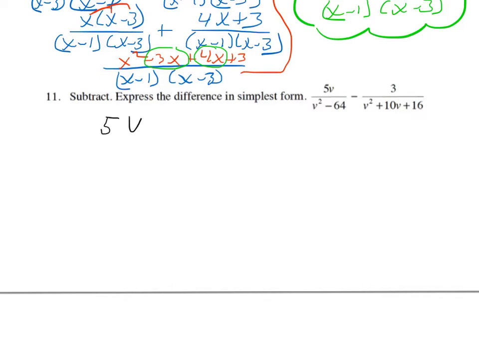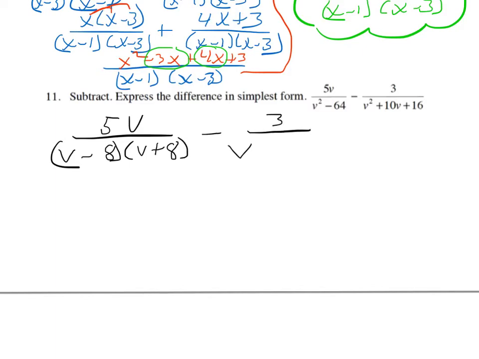So I have a 5v over top of v minus 8 and v plus 8. Subtract 3 over top of v, what is it going to be? v plus a 2 and a v plus an 8. Alright, so there we go. Now, we have to find a common denominator between v minus an 8, v plus an 8, v plus a 2, and v plus an 8.